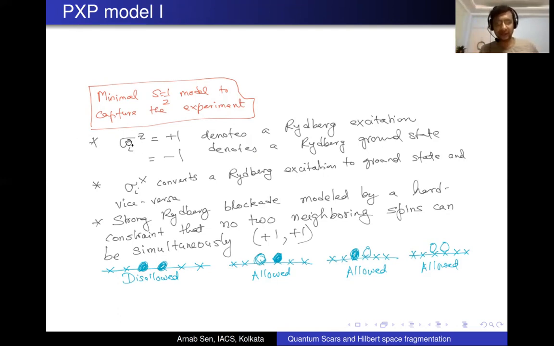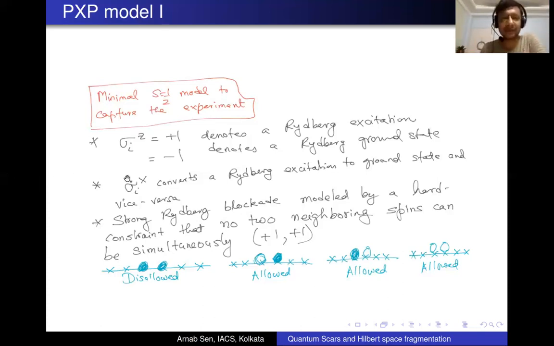So here I've written this. sigma_i^z equal to plus one denotes a Rydberg excitation, whereas sigma_i^z equal to minus one denotes a Rydberg ground state. And the i denotes the site index, because in the experiment there were these 51 sites on a line. Because I'm a theorist, it helps me to think of periodic boundary condition. So instead of a line, you can just think of the problem on a ring. That's a periodic boundary condition.